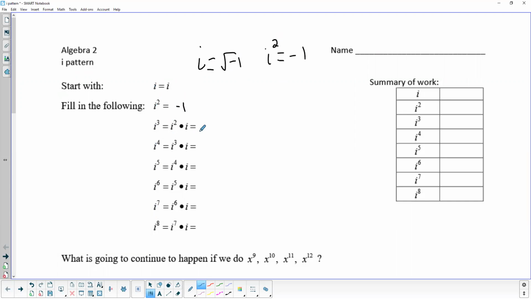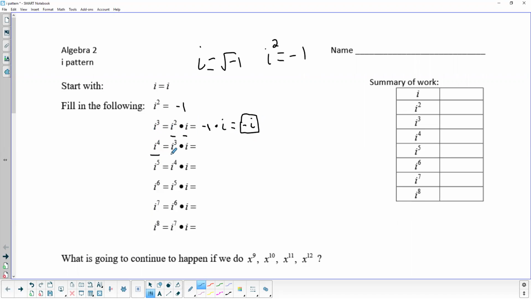Let's start off with i to the 3rd power. I'm going to break that into two parts, i squared and i. We just did i squared up top, and i is just going to be i all by itself. So it ends up being -i. That's for i to the 3rd power.